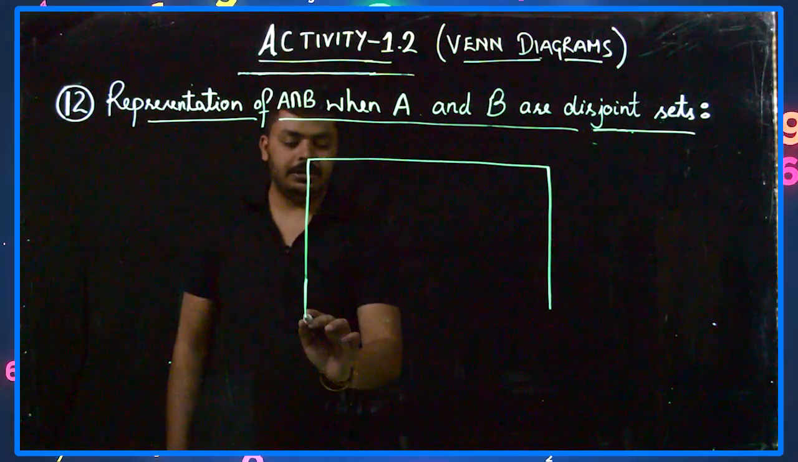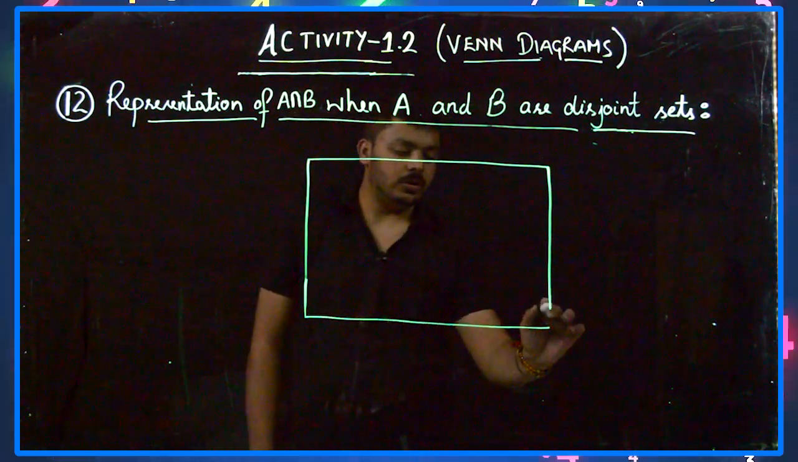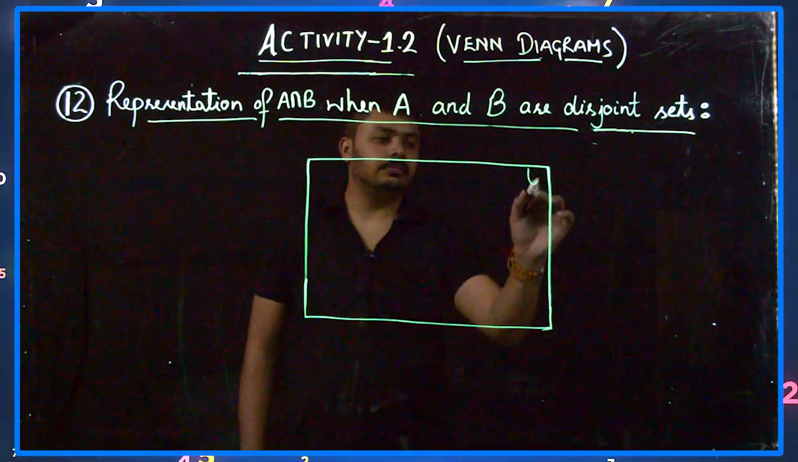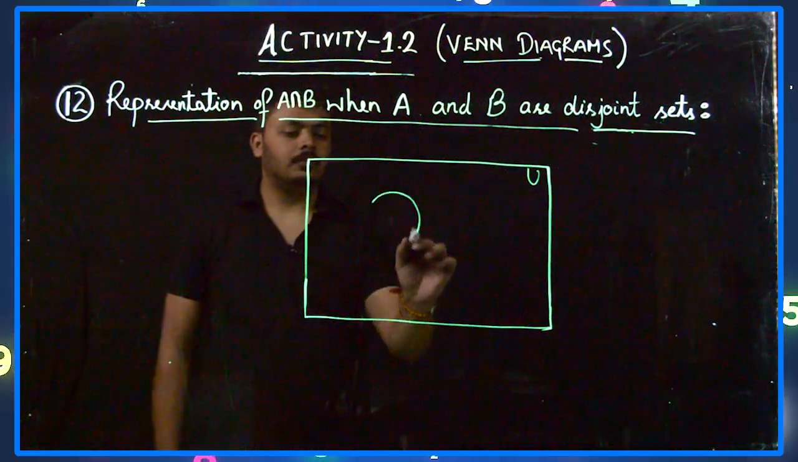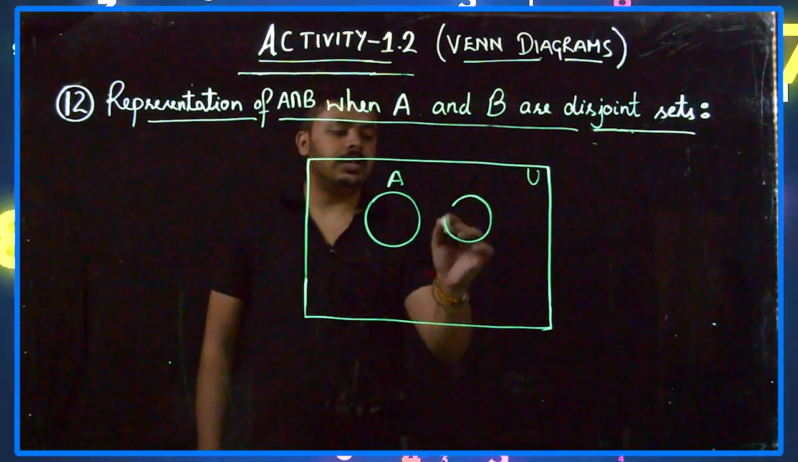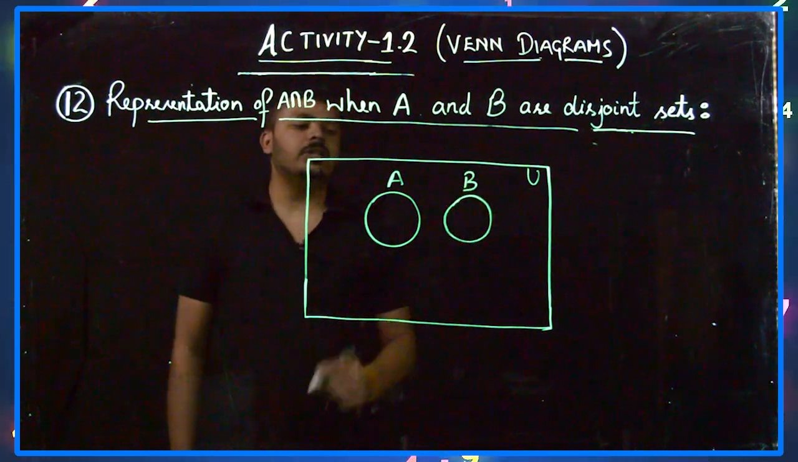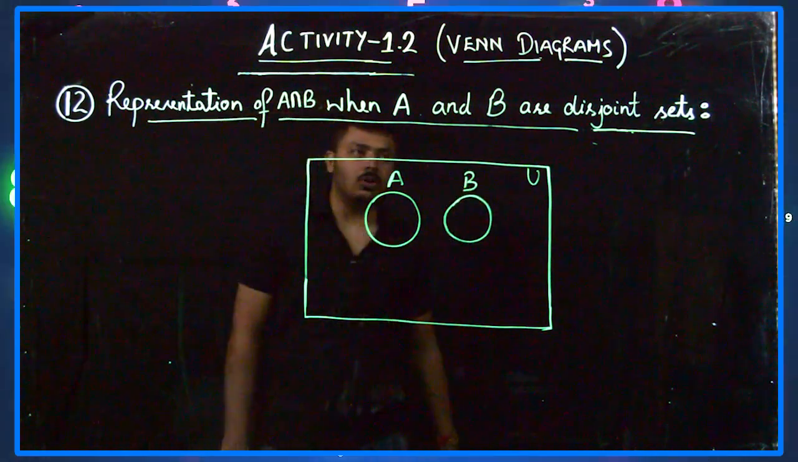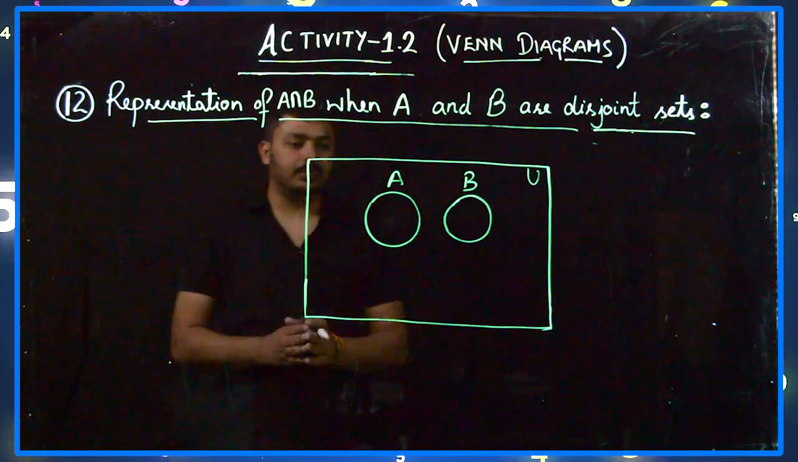First we will represent two disjoint sets A and B. This is set A and this is set B. Disjoint sets are sets that do not have anything in common between them.